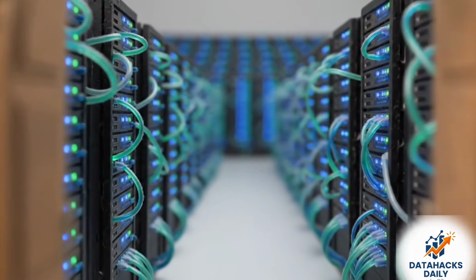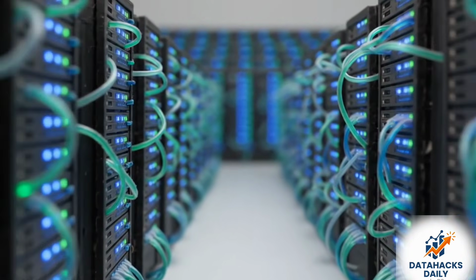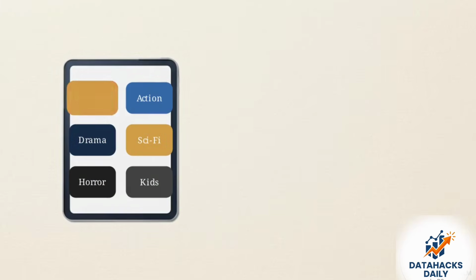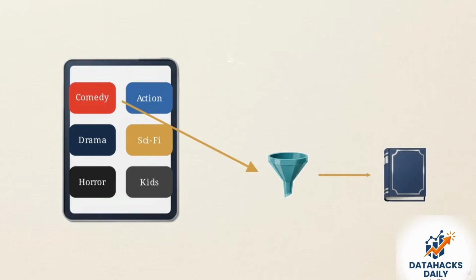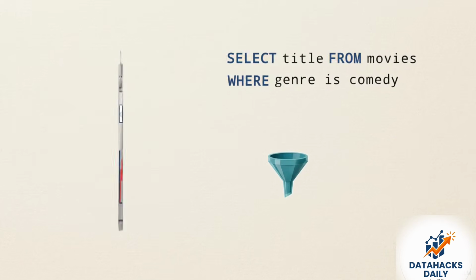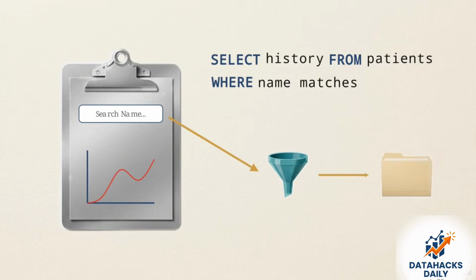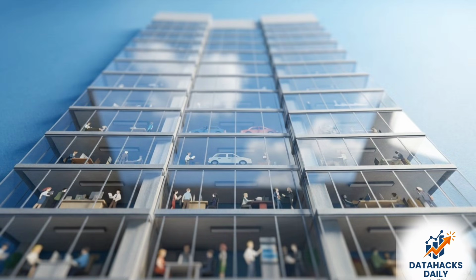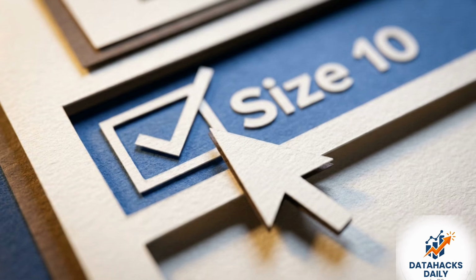If we step out of our imaginary library, we can see that this exact sentence structure powers the modern internet. When you click the comedy category, the app uses a SQL request to find your movies. Select title from movies where genre is comedy. When a doctor pulls up a critical medical history, the system uses the exact same language. Select history from patients where name matches. No matter how complex or critical a business is, the fundamental way they ask their database for information never changes.